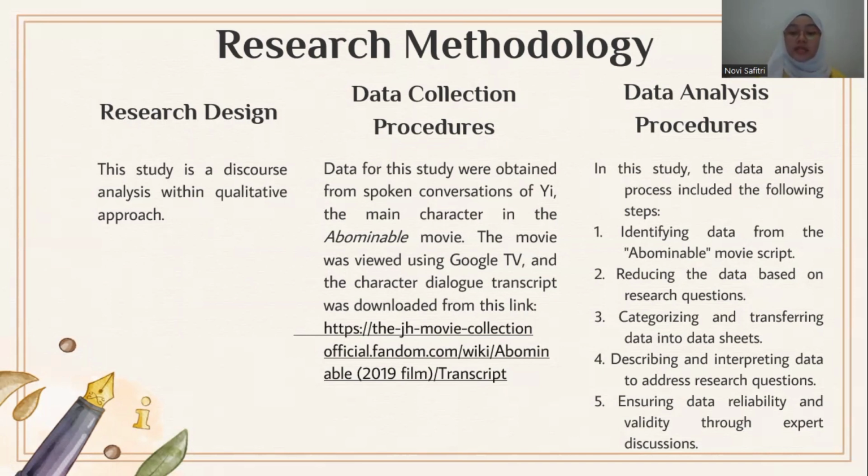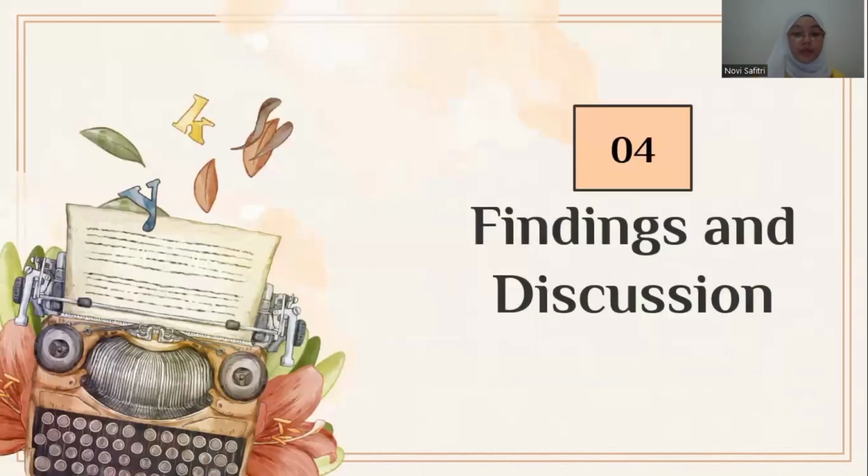And the last is the analysis procedure. In the study, the data analysis procedures included the following steps. First, identifying data from the Abominable movie script. Second, reducing the data based on the research question. Third, categorizing and transferring data into datasets. Fourth, describing and interpreting data to address the research questions. And fifth, ensuring data reliability and validity through expert discussions.